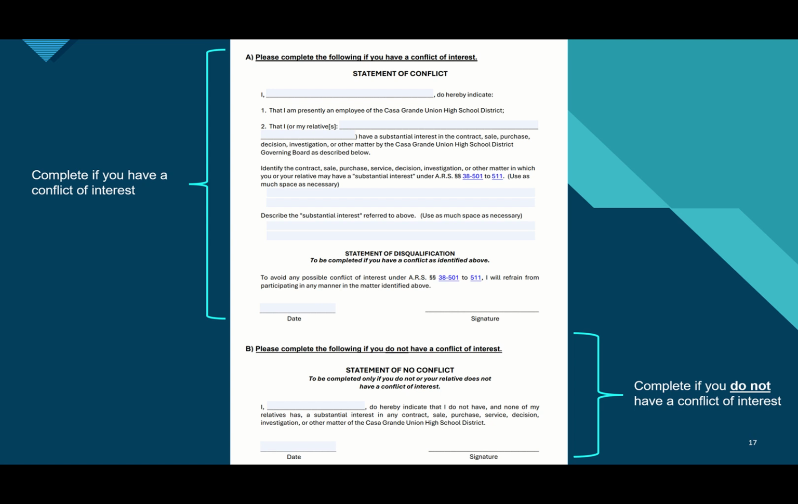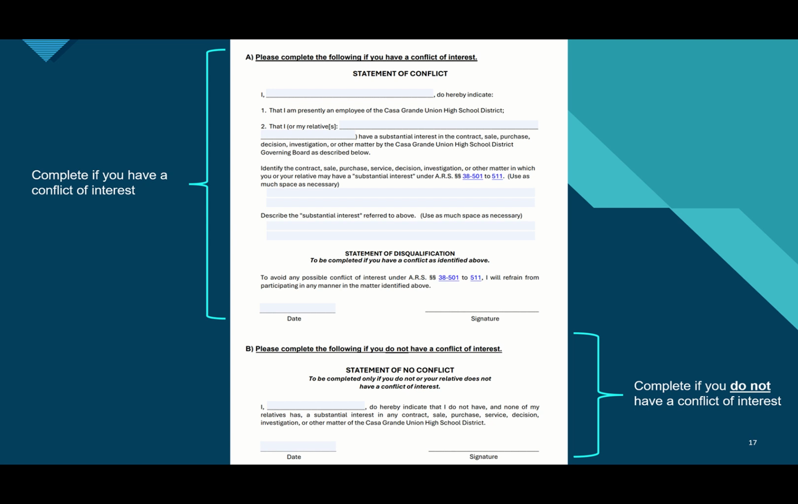The form would then be filled out and sent to HR. You can send it in our office mail. You can deliver it by hand. You can send it via email to hr@cguhsd.org. The form will be found within this vector training on the right-hand side. You'll see it once you exit this video.